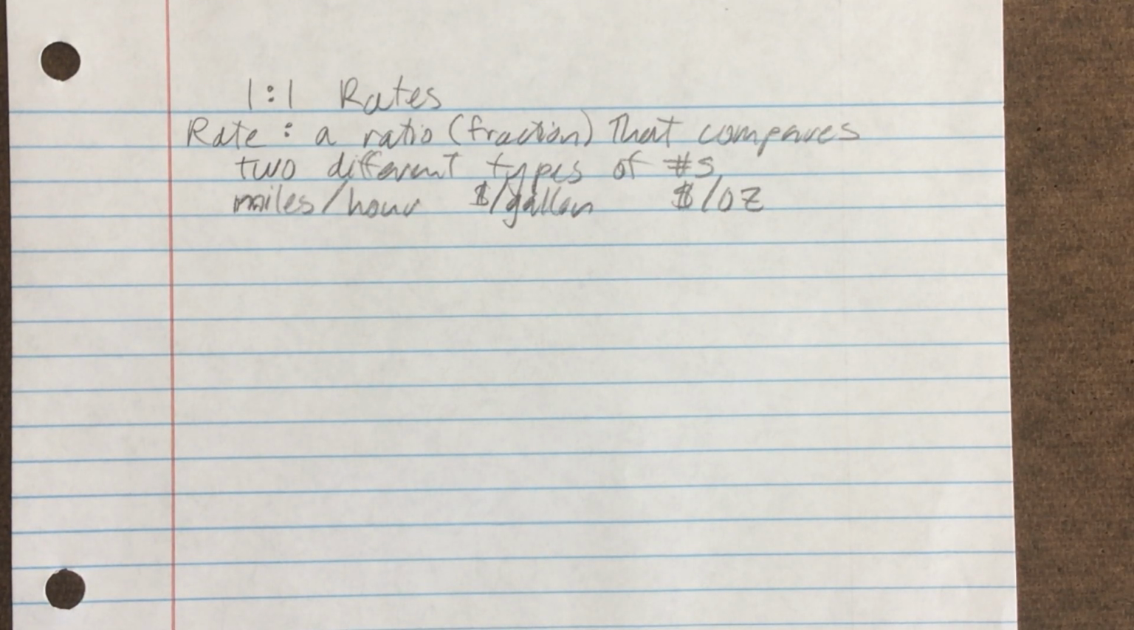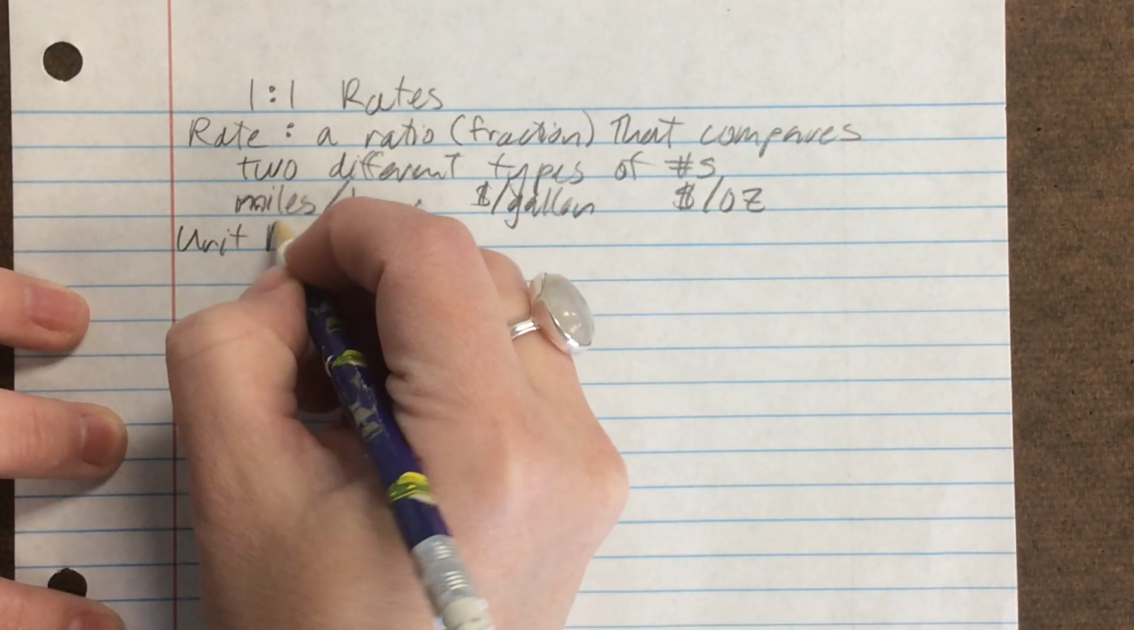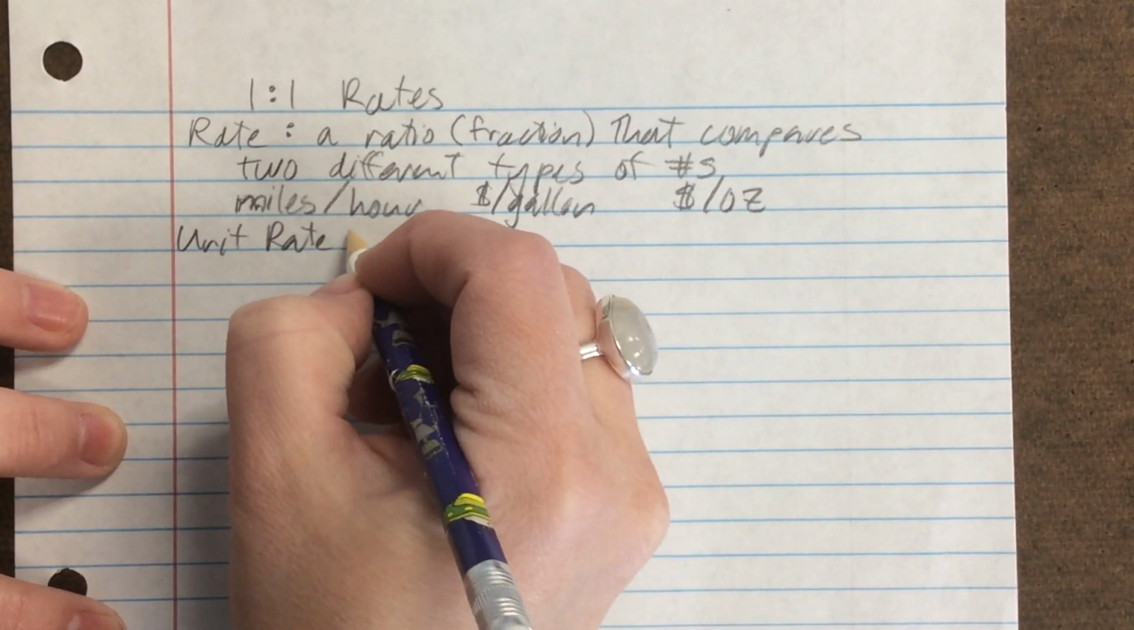Some other ones are like our heart rate, right? You've heard that before. That's how many beats your heart beats in a minute. Heart rate. See? Right there. Okay, a unit rate is really what is super useful for us.